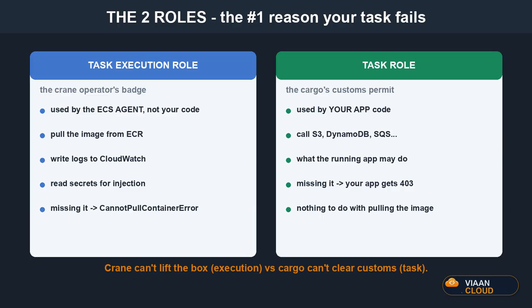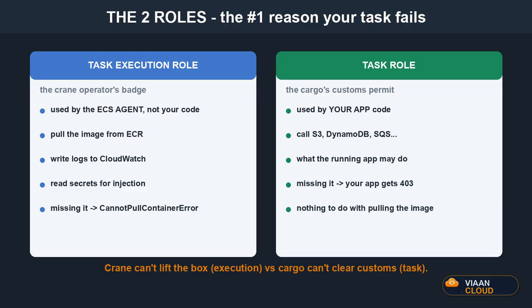Now the centerpiece, the single biggest reason your first container won't start, and almost no tutorial explains it. There are 2 completely different IAM roles. The task execution role is the crane operator's badge. It's used by the ECS agent, not your code, to pull your image from ECR and write logs to CloudWatch. Miss it, and you get the dreaded cannot pull container error and no logs. The task role is the cargo's customs permit. It's used by your application code to call services like S3 or DynamoDB. Miss it, and your running app gets access denied.